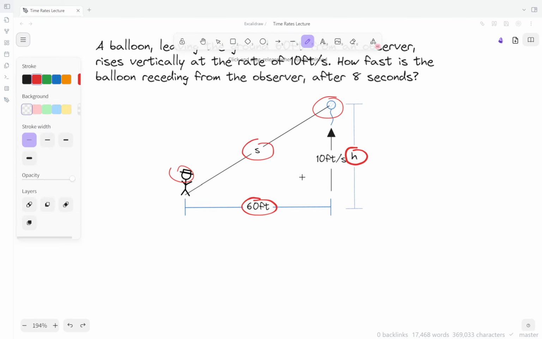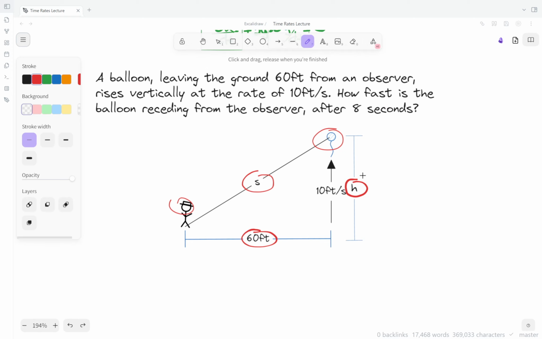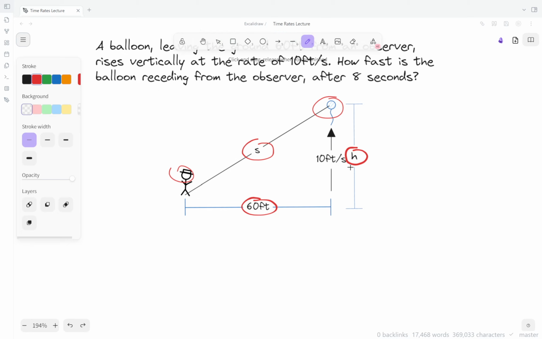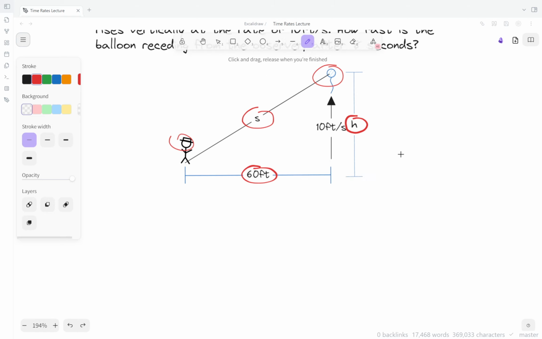When we solve these kinds of problems, what we usually do is first find an equation that relates the things that we want with the things that are given. So here we're looking for the rate of s, and we're given the rate of h. That's a good starting point, because now our next goal is to find out how we can relate the variable s to the variable h.